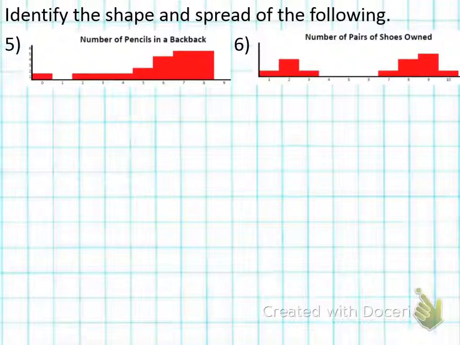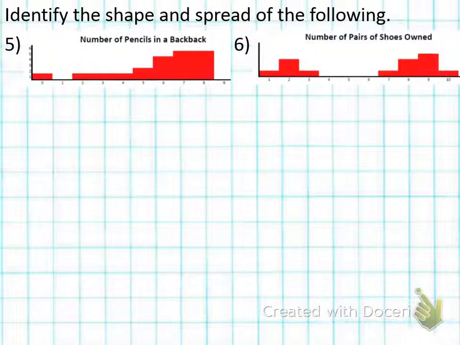Continuing on, number 5, okay? Let's say I asked all the kids, how many pencils do you have in your bag? One kid says 0, one kid says 2, one kid says 3, one kid says 4, 2 kids said 5, 4 kids said 6, 5 kids said 7, and 5 kids said 8. Tell me, what's the spread? And describe the shapes to me.